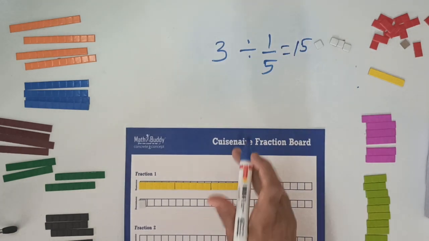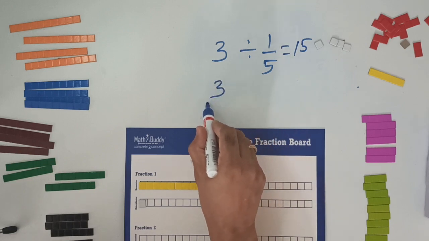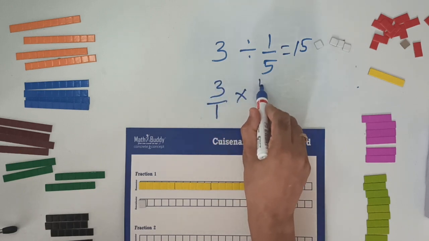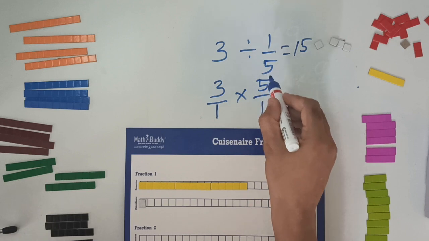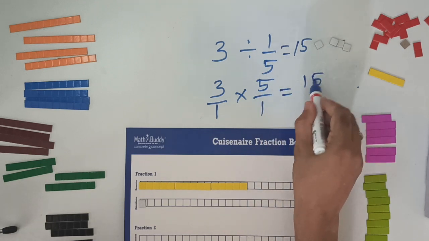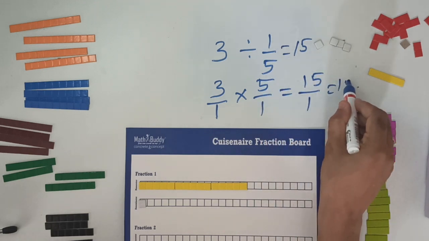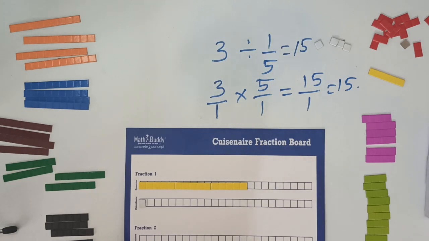Again, if you want to just do it through steps, you can do 3 by 1 multiplied by 5 by 1, which is the reciprocal of this, and that will also give you 15, right? But this is the concept behind what we are doing when we are doing division of a number by a fraction. So I hope all of you enjoyed this activity.